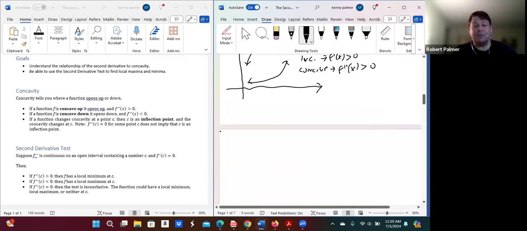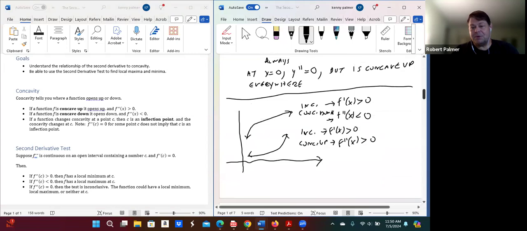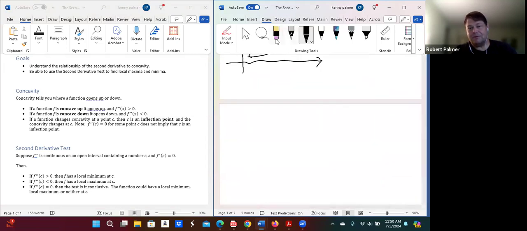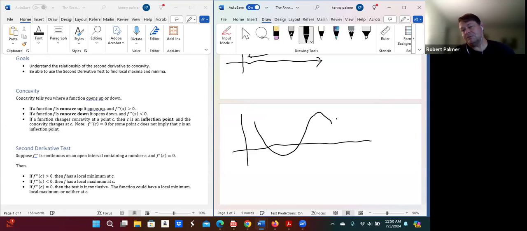Okay, so let's talk about this idea. What does this tell us? Well, let's make up one more graph. What does this tell us about a graph? All right, so let's say a function looks like this. And of course, it can be different. Let's say it looks like this. Okay, so obviously right here, it's concave up in this section.